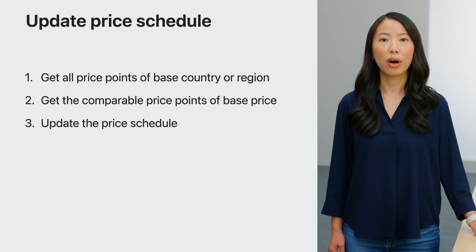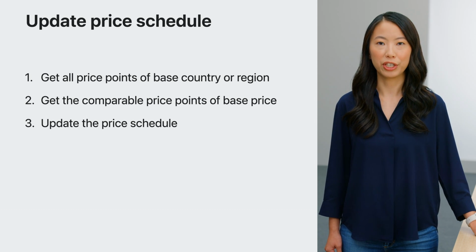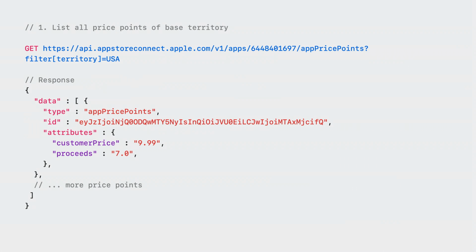I'm going to schedule a price increase for Backyard Birds. Let's take a closer look at how to use these APIs to achieve it. First, I get all the available price points in my app of my selected base territory, US. The price point resource includes detailed pricing information. I will choose this $9.99 price point and keep a record of its ID.